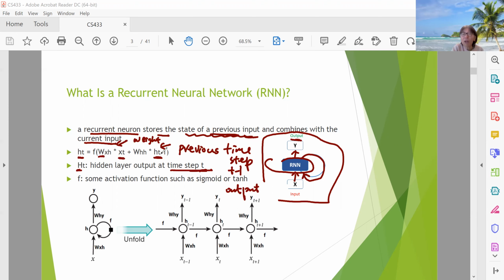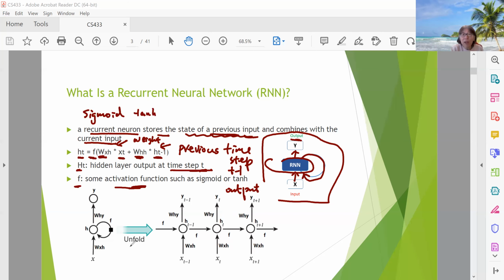And this output you multiply by a weight. This weight is regarding the output from the previous time step going to the neuron, so this is the feedback weight. These two weights are different. And then they are applied to some function. Later on we will see we use a lot of sigmoid or tanh. So anyway, F is some activation function.